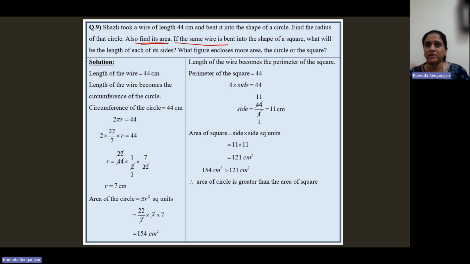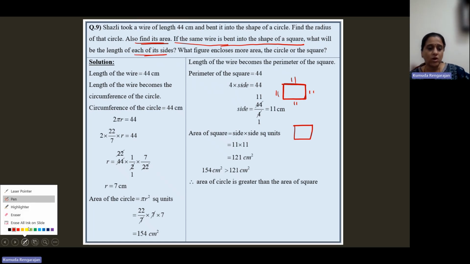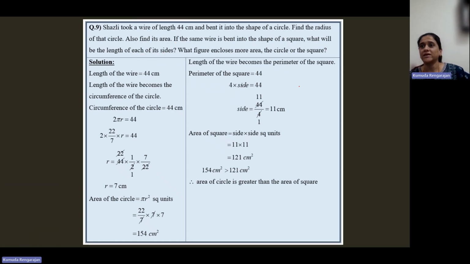Now, if the same wire, so come back to 44 centimeters, the same wire is bent into the shape of a square, so now you're making that 44 go like this, like this, like this, like this. That means you'll have 11 here, 11 here, 11 here, and 11 here. What will be the length of each of its sides? So now what is happening to 44? It becomes 4a because it becomes the perimeter of the square now.